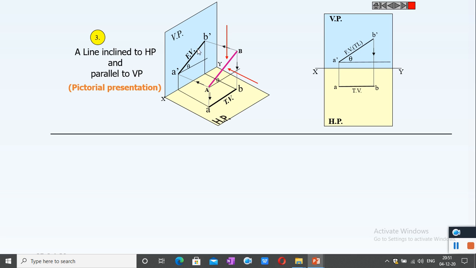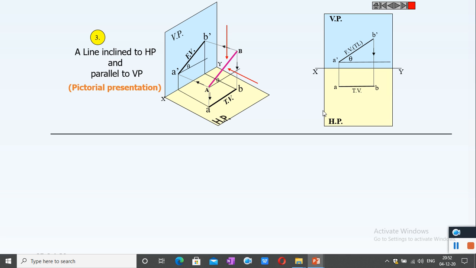Say line AB is inclined at an angle of 30 degrees to HP. The point A is 10 millimeter above HP and 30 millimeter in front of VP. We have to mark point A dash 10 millimeter above the XY line and point A 30 millimeter below the XY line. We mark the true length, given as 100 millimeter, so A dash B dash is 100 millimeter, and its top view is projected downwards. We get the top view AB like this.